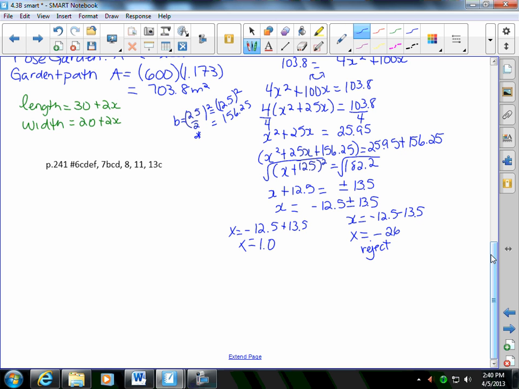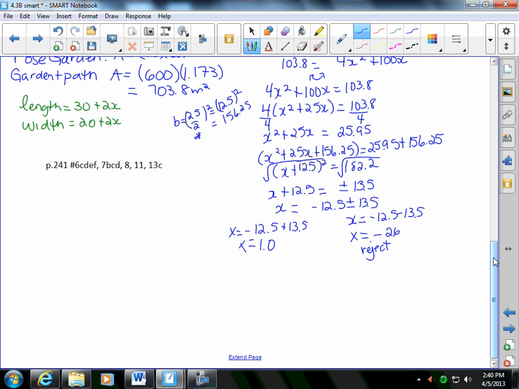So my x is equal to 1.0, so that means my new path will be 1.0 meters wide. And then you're done.